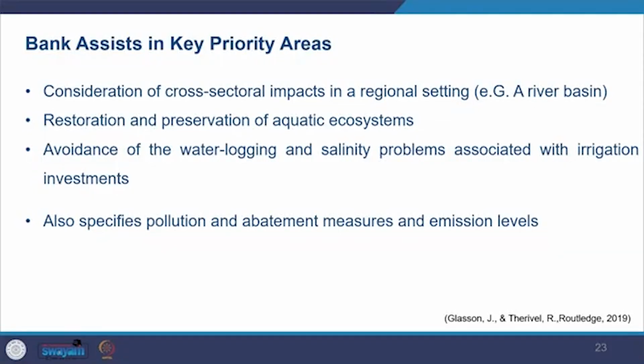The bank also supports the borrowers in key priority areas, and also cross-sectoral impacts in the regional setting, like what impact it is going to have on the river basin, and how you are taking care of the restoration and preservation of aquatic ecosystems, and how you are avoiding waterlogging and the salinity problem. All developers need to take care of all these aspects.